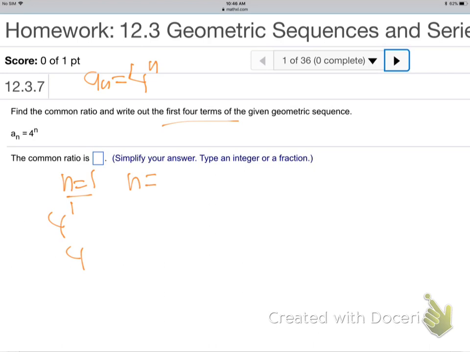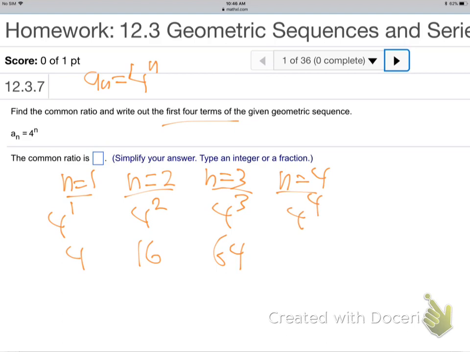What do you get when you plug in 2? 4 to the 2, 16. What do you get when you plug in 3? 4 to the 3. Calculator will tell you it's 64. What do you get when you plug in 4? 4 to the 4, what's that? 256. Write out the first 4 terms. That's called a geometric sequence. These are just commas. There's no plus signs.